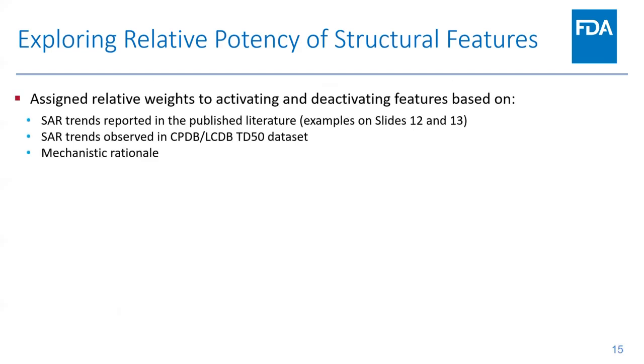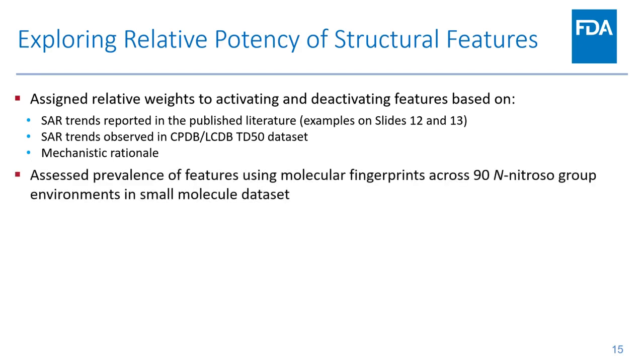So we assigned relative weights to a range of activating and deactivating features based on SAR trends that have been published in the scientific literature, SAR trends that we observed in our data set, and also mechanistic rationale, just thinking about relative reactivity from the standpoint of what we know about chemistry and biology. And then we assess the prevalence of those features using a molecular fingerprinting method across the set of 90 N-nitroso groups in our small molecule data set.